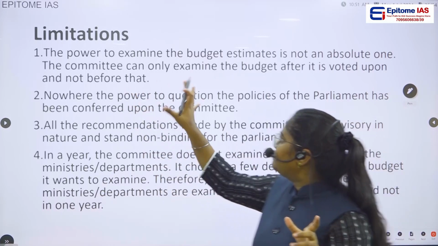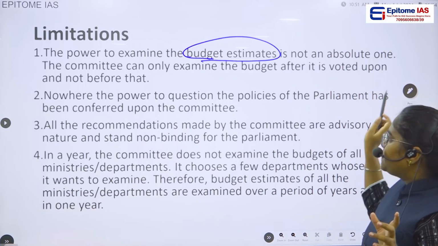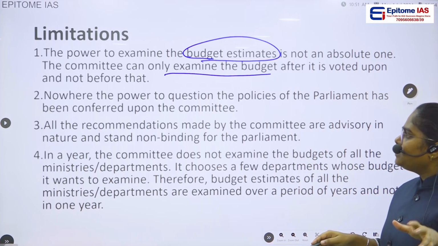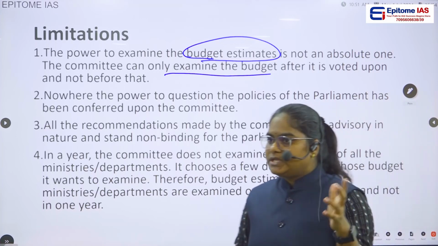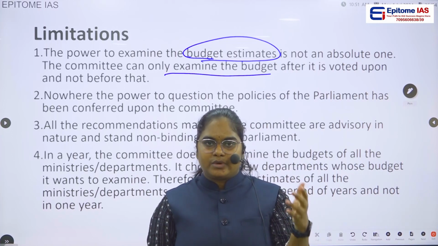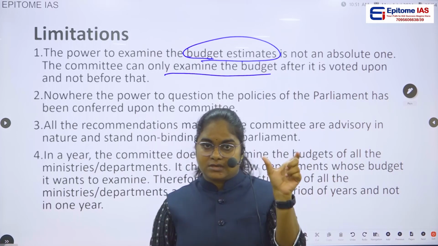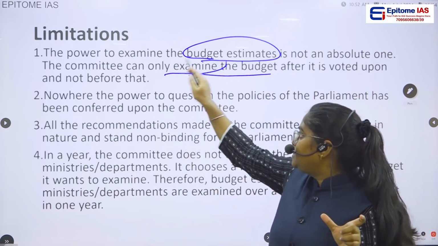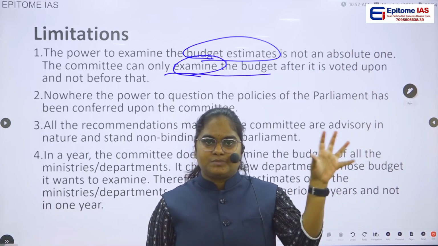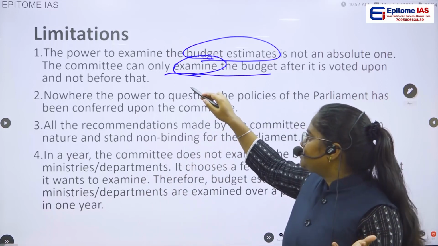The power to examine the budget estimates is not an absolute one. The committee can only examine the budget after it is voted upon and not before that. So what they are saying is, yes, this Estimates Committee has the power to examine the budget, but this examination of the budget happens after the budget is put to vote, not before the vote. This is one of the limitations.